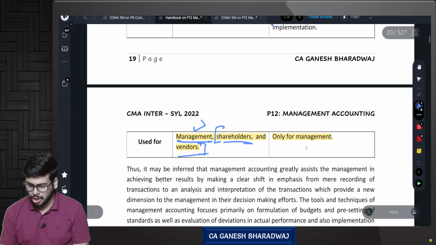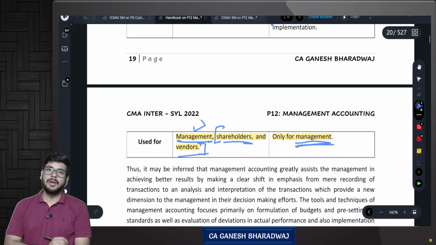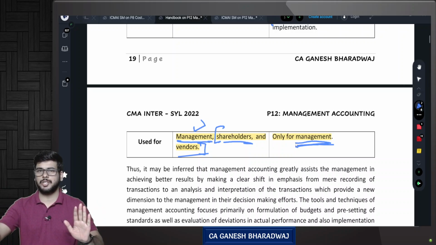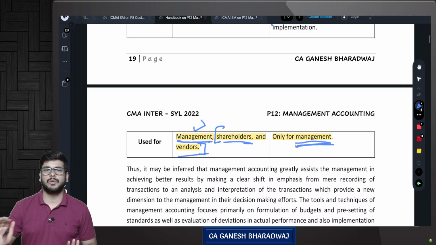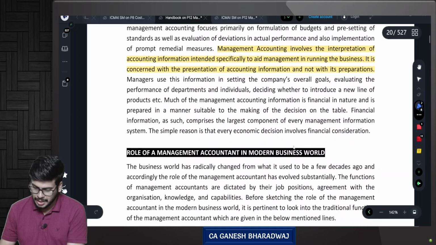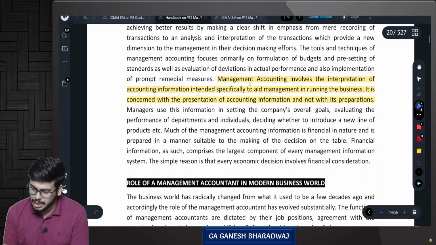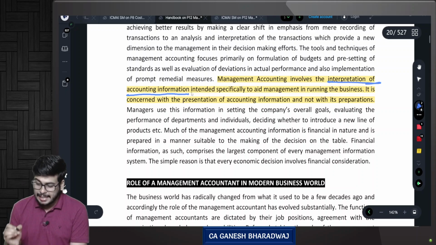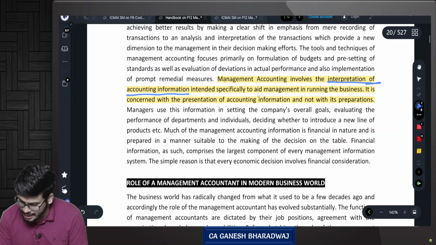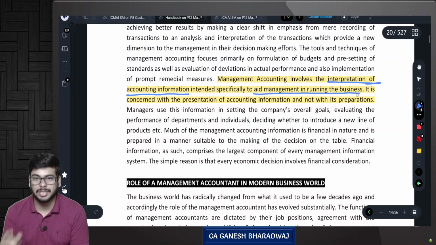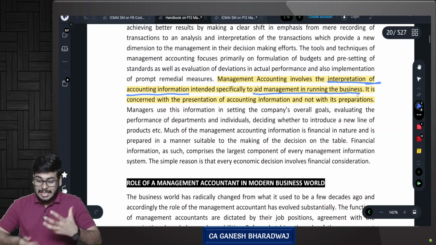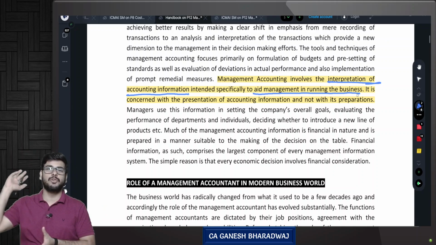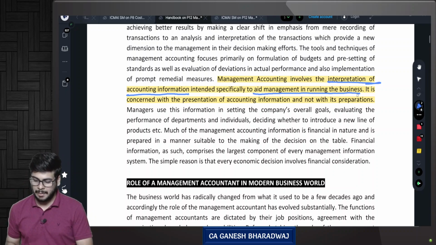And your management accounting is meant only for the purpose of management. Are you clear with this? So the difference between financial accounting and management accounting, and the difference between cost accounting and management accounting, we have seen till now. Clear? So management accounting involves the interpretation of accounting information intended specifically to aid the management in running the business. This is exactly what we said: interpreting the accounting information specifically for the purpose of meaningful decision making. That's called management accounting.